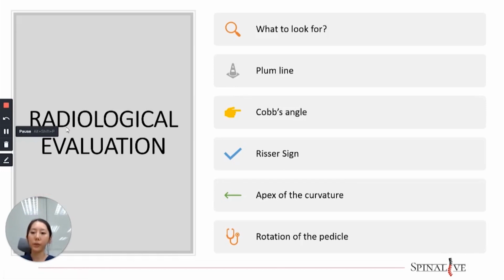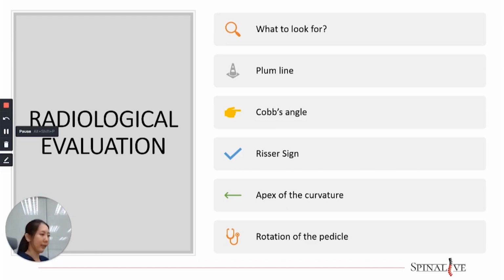So for x-ray, once you've decided to refer this patient over for an x-ray, there are a few important points to look for when determining the scoliosis curve. One would be the plumb line. The plumb line would be anything from C7 on an x-ray that you need to draw. Usually, we will refer for a full spine x-ray, AP and lateral, within the same film. So from there, you are able to draw a line from C7 all the way down to the sacrum. So this is the plumb line for the coronal plane, AP or PA.